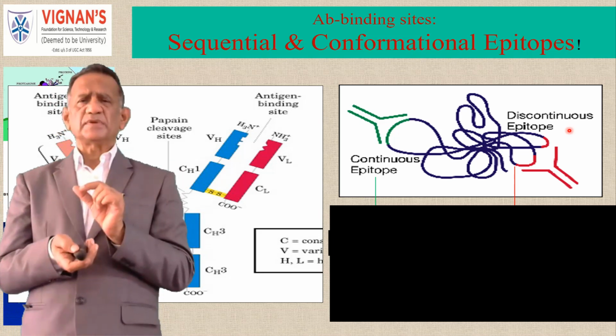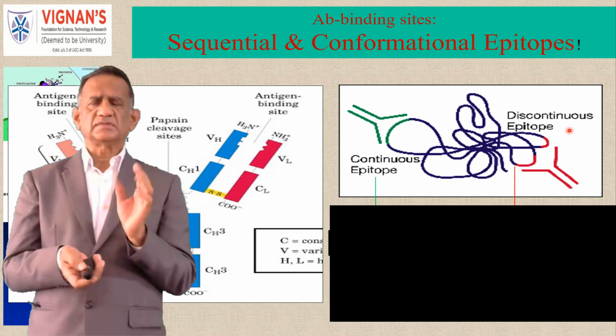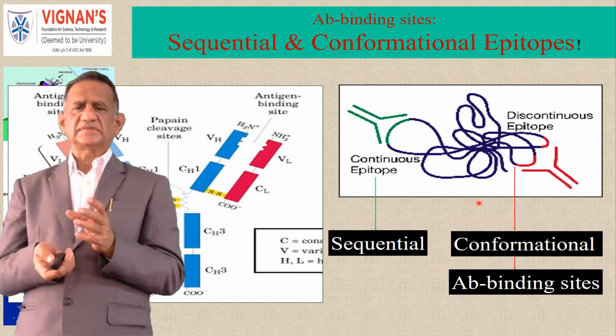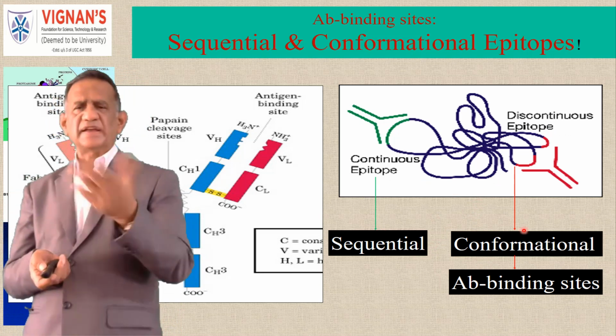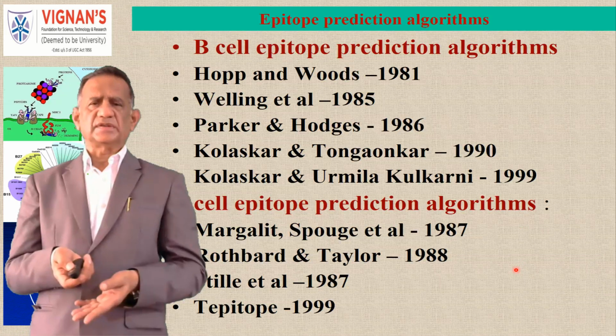This discontinuous epitopes is nothing but conformational epitopes. So these two predictions are most important: sequential and conformational antibody binding sites. These are the antibodies that bind them. The paratope of the antibody binds to the epitope of the antigen.